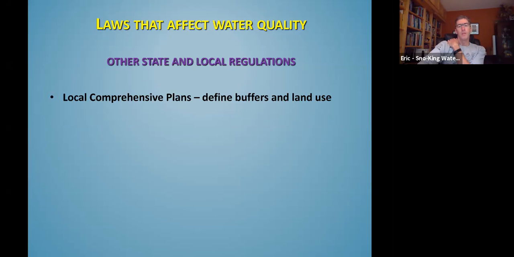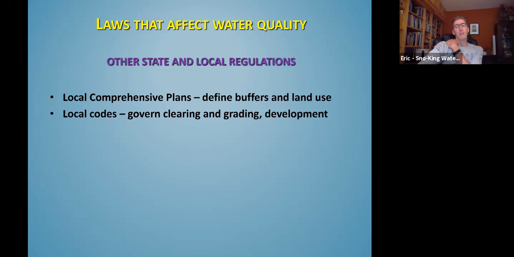There's also other state and local regulations that affect water quality. So there's something called a comprehensive plan that different cities and counties have, and that defines how their critical areas, which include buffers, are handled, and that has a huge effect on water quality. So for instance, if they allow a 25-foot buffer, that's going to have a different effect on water quality than if they require a 250-foot buffer. And that's something that comes up for renewal periodically. So if you follow your local government when they're updating their regulations, that's one area that you can get involved in. There's also other local codes that govern clearing, land clearing and grading, and land development.